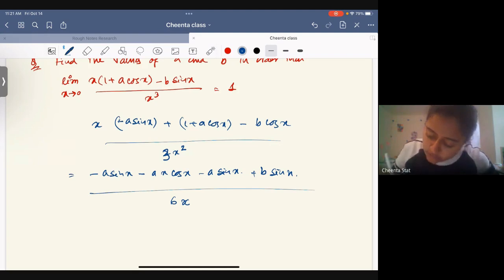So if you keep continuing to do this, at some point of time you will arrive at something like a minus b equals to 1 or something like that.